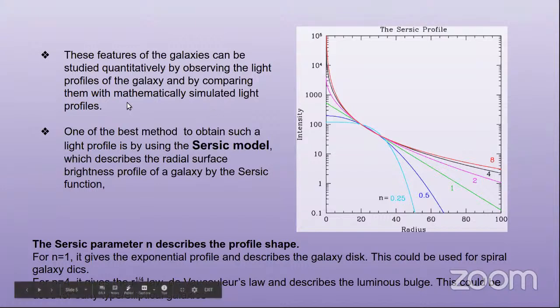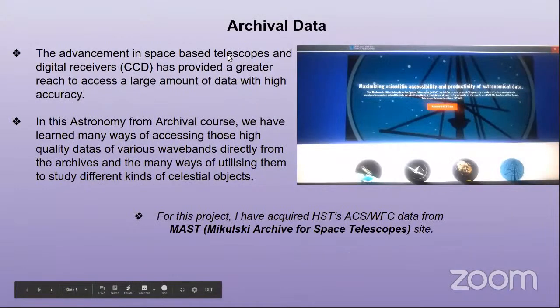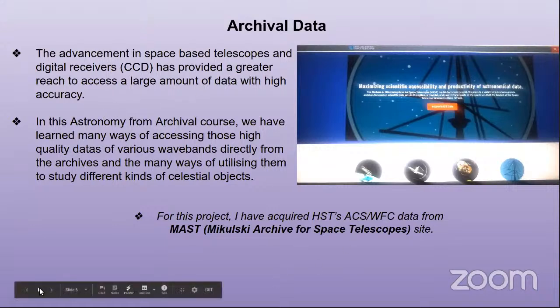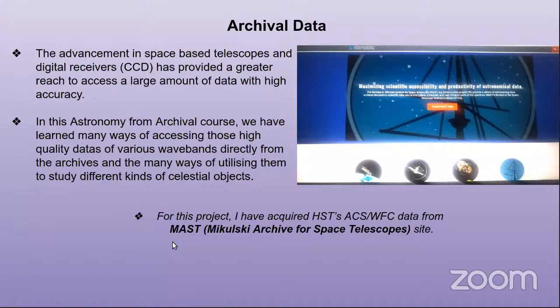So in order to do this procedure, we need data. In this course, we have learned how to acquire data from various resources directly from the archives themselves, independent of the wave bands. We have gone through a series of sessions to collect data for radio bands, and for infrared, and even for optical. So using MAST, the Mikulski Archive for Space Telescopes, I have got HST data for the wide field camera.